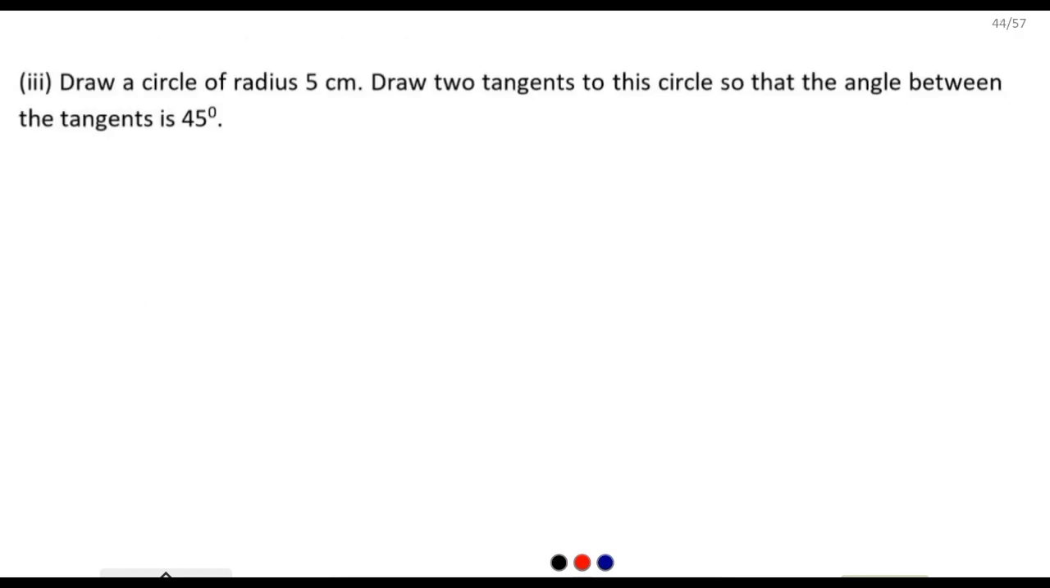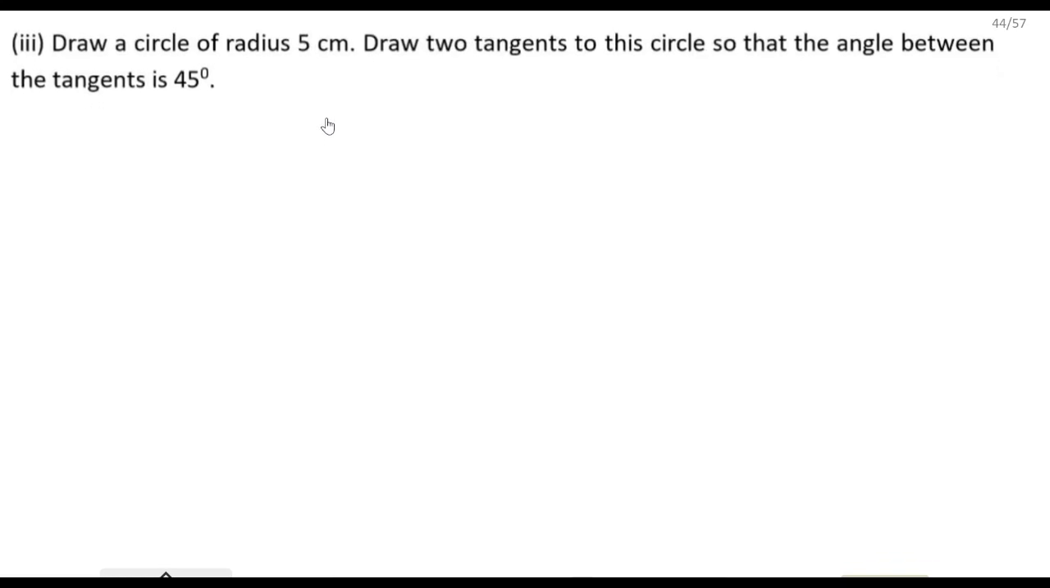Third part of this question, it is from construction. Draw a circle of radius 5 cm and draw two tangents to this circle so that angle between tangents is 45. We have to draw two tangents, angle between these is 45. If this is center, then you have already studied this. This angle will be 135 because this angle and this are supplementary. If this is 45, then this will be 135. We use this theorem in this construction.